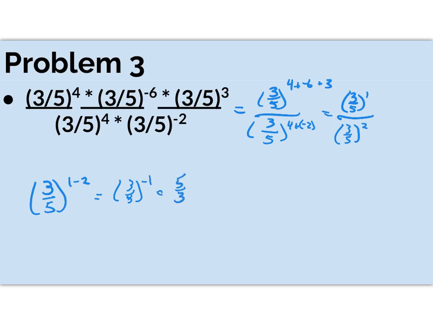Now we cannot leave this as an improper fraction. So if 3 goes into 5 once, you have 2 left over and 3, giving 1 and 2/3. And so this concludes our lessons on dealing with exponents.